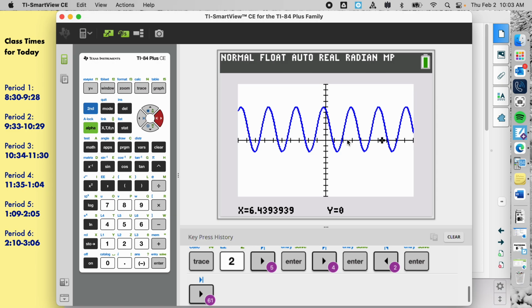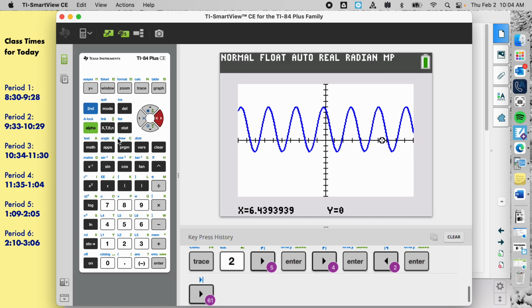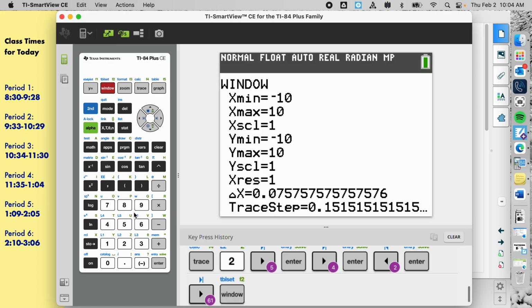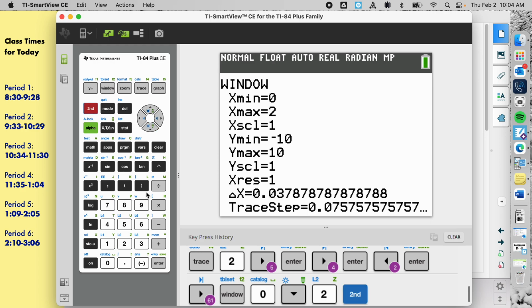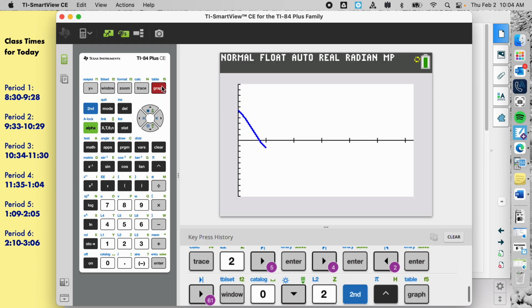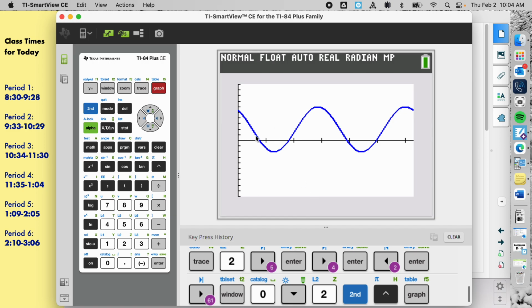The y is 0 on the second derivative, which would be an inflection point on the original function. Yeah, let me change my window. We'll do 0 to 2 pi, which we absolutely could have done to start, and that would have helped too, but this section right here is above the axis, so that means the second derivative has positive answers, which is concave up.